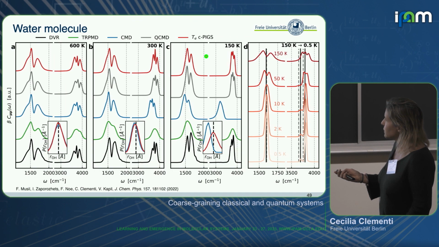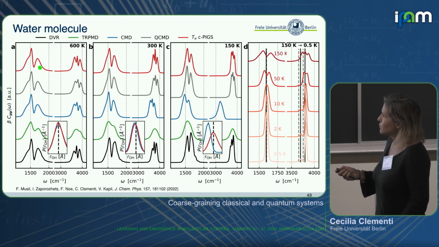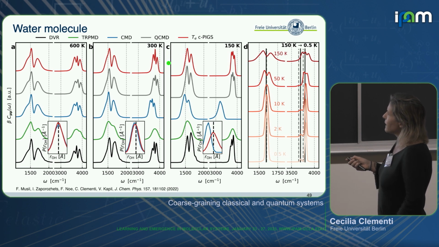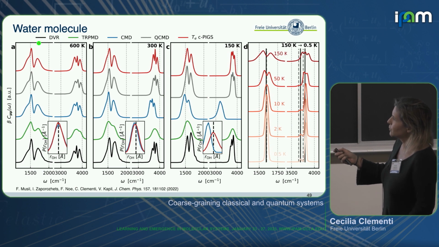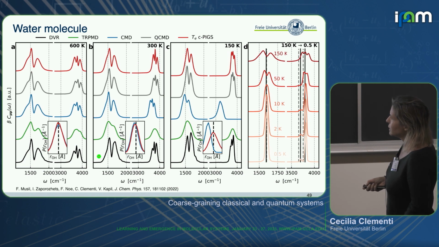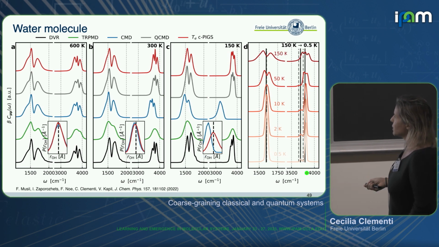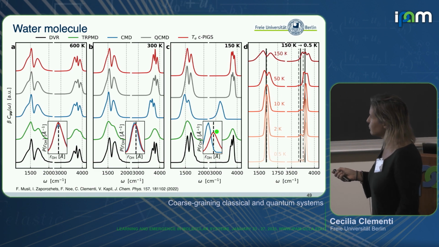But this works also for more complex molecules like water. This is one water molecule. Our results are in red here at different temperatures, and the reference is the DVR, that is an accurate quantum reference calculation, and you see it matches very well the peaks. And because we don't have this temperature problem, we can go to cryogenic temperature. That is where the experimental data are available, and we can match the position of the experimental peaks.